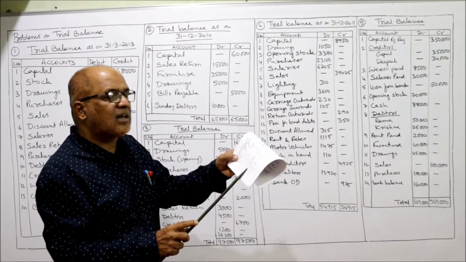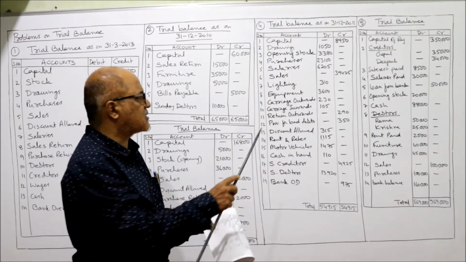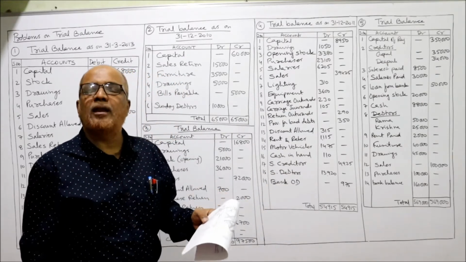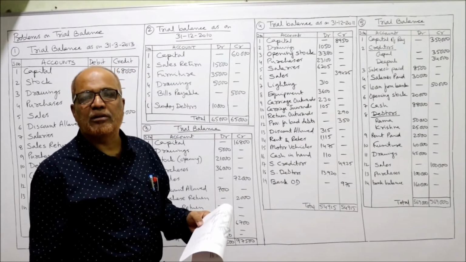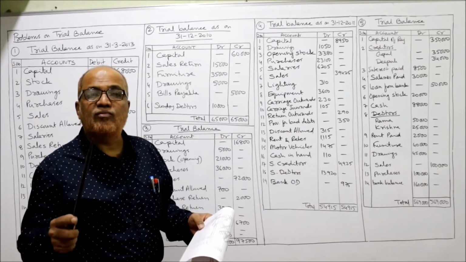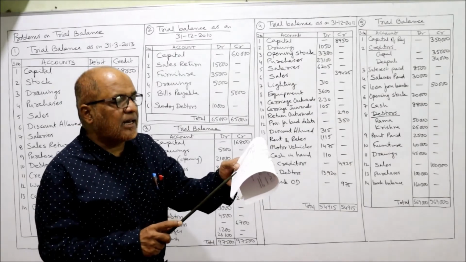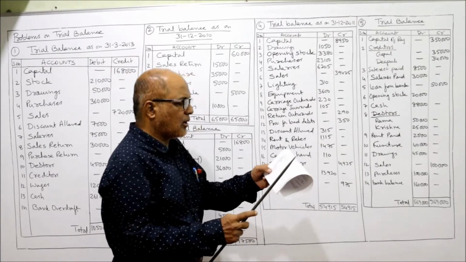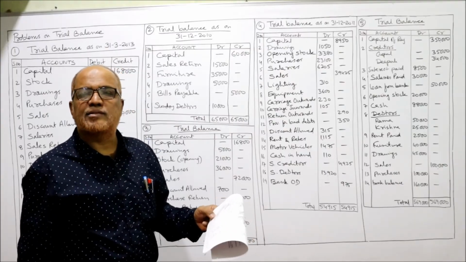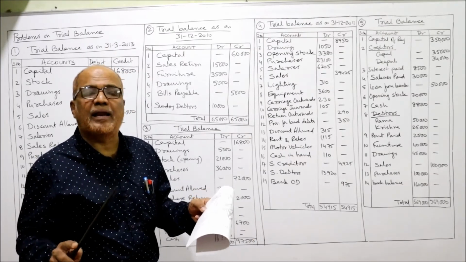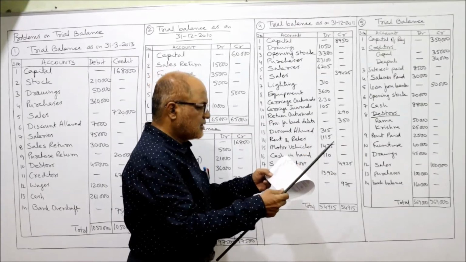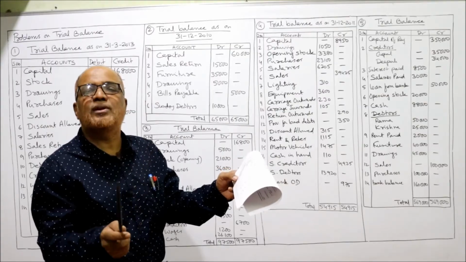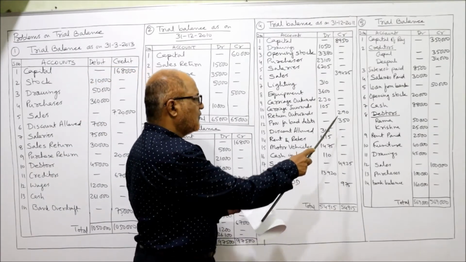Carriage inward has been taken as 105 in the debit column. It is correct. So carriage inward, debit column, 105. Return outward. Return outward means purchase return. Purchase return will show a credit balance, and correctly it has been taken in the credit column, 290. So return outward, 290, credit column. Provision for bad debts. All the provisions will show a credit balance. So provision for doubtful debts, 350, has been taken in the debit column. It is a mistake. Provision for doubtful debts will show a credit balance, credit column, 350.